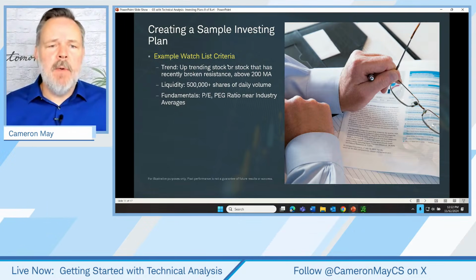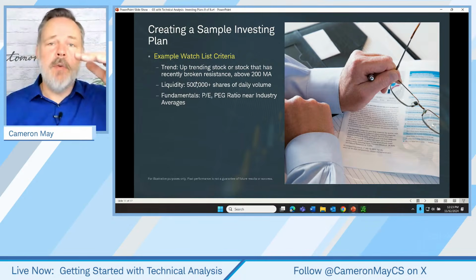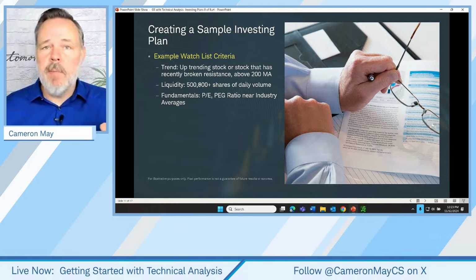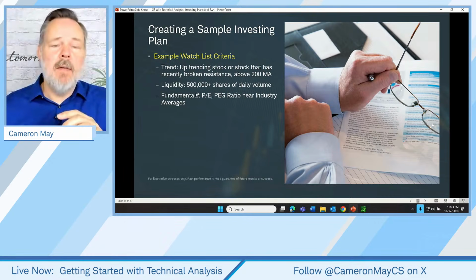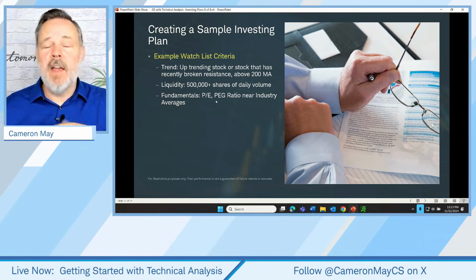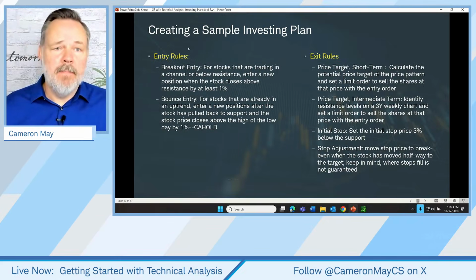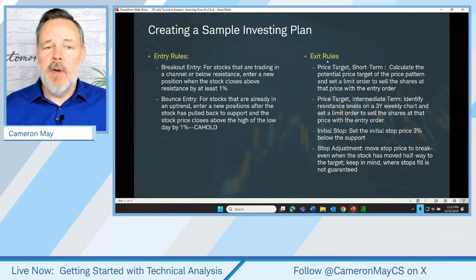All right, so let's say that we found a bunch of stocks that meet these criteria, uptrending, maybe they've broken through resistance, they're above their 200-period moving averages, 500,000 shares trading on an average daily basis, and they have the qualifying fundamentals. When might we buy those shares? What are the entry rules? And then on the other side of that coin, what are the exit rules?